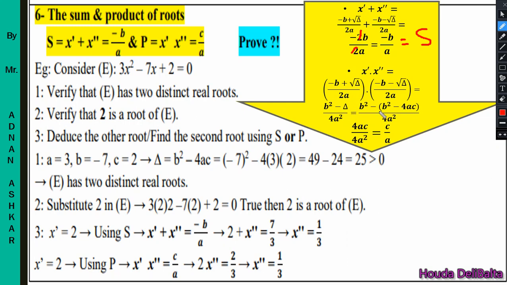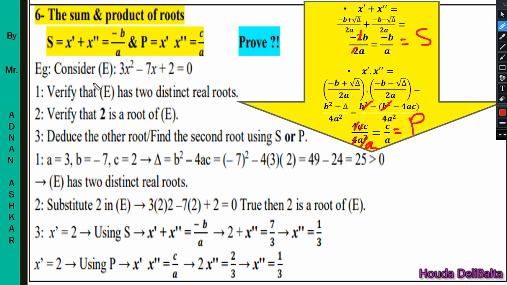Now let's substitute delta, because we get b squared minus delta over 4a squared, then it is b squared minus, this is delta, b squared minus 4ac over 4a squared. Now introducing the minus sign, b squared is going to cancel b squared, minus into minus 4ac will be 4ac over 4a squared. Now simplifying 4 with 4, a with a squared, what remains in the denominator is a, and thus the answer is c over a, and that's why the product is equal to c over a.